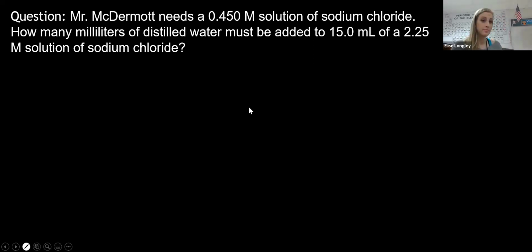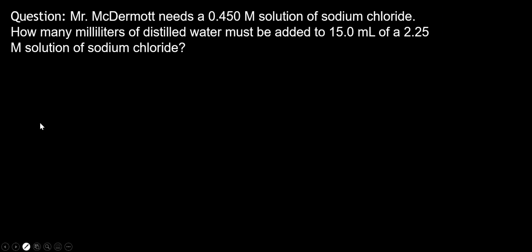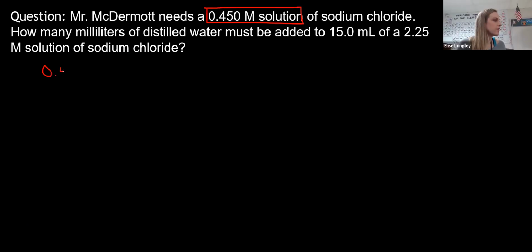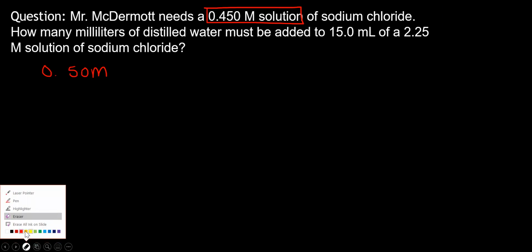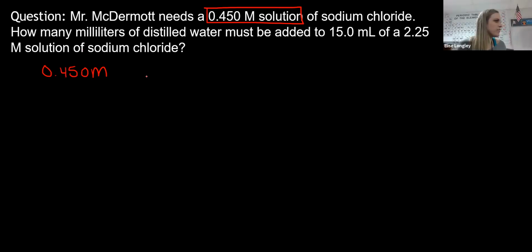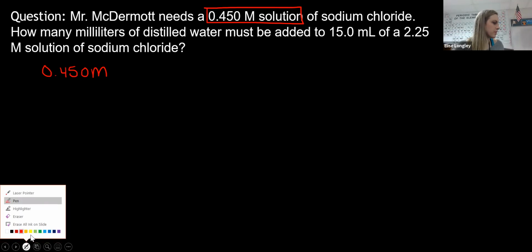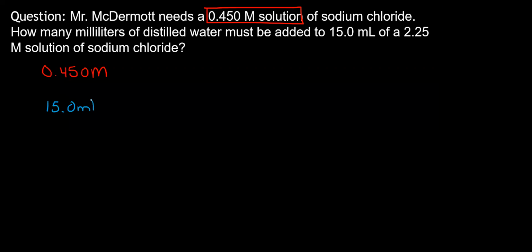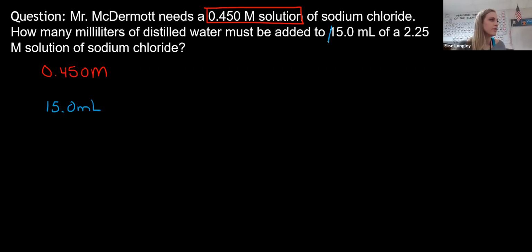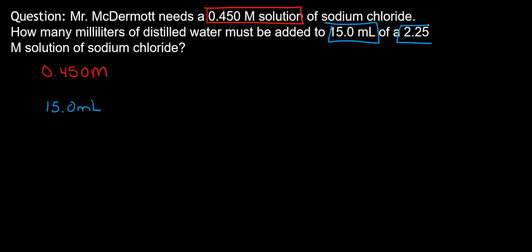So how do you start me off? So we need to find what we're given and what we need to find. So we are given 0.450 molar solution. Yes. Sodium chloride. Yeah, and what else? And then we're given 15.0 milliliters. All right. And then what else? We're given 2.25 molar solution sodium chloride.